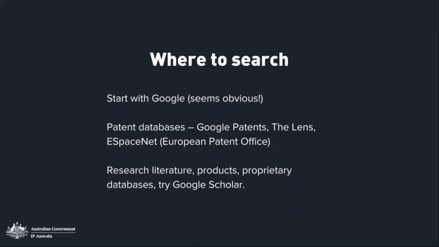And finally, use Google Scholar to search for non-patent literature documents like journal articles. You might know some other specialist databases in your specific field.